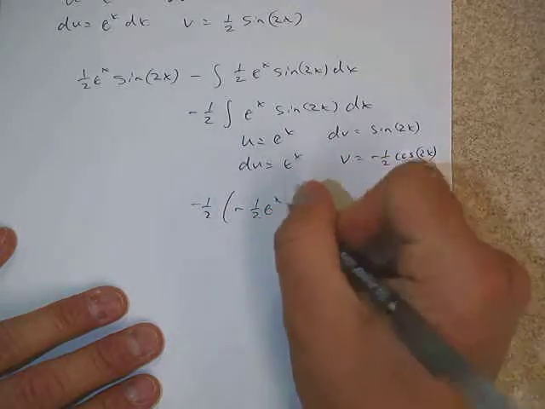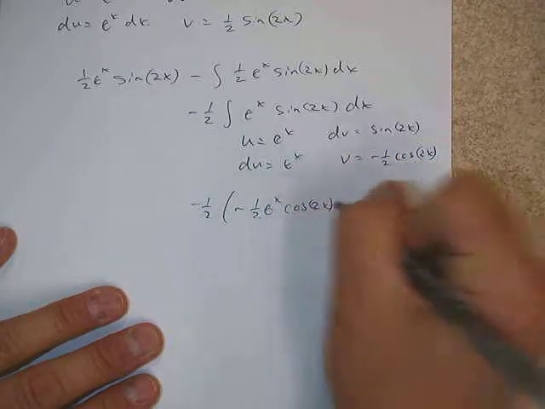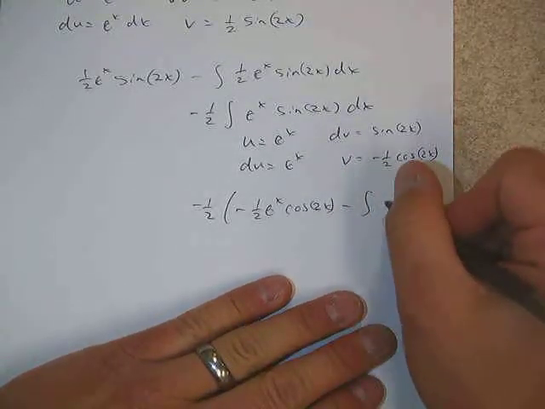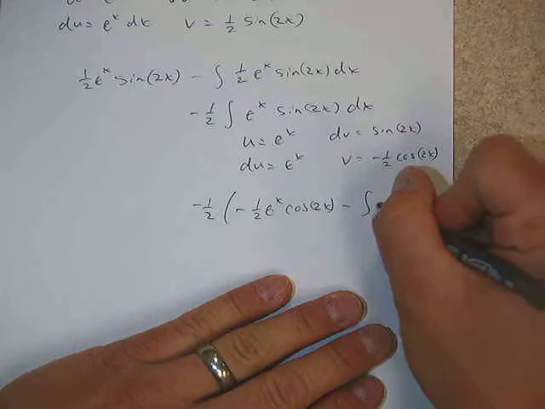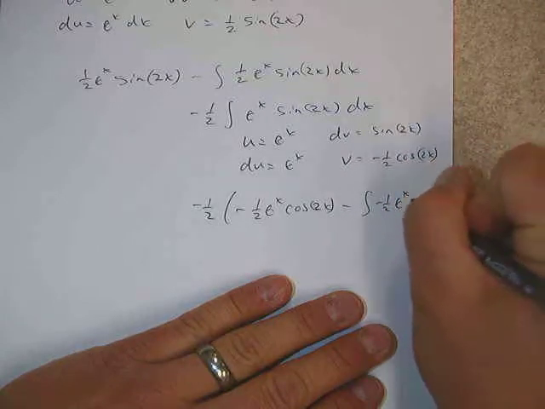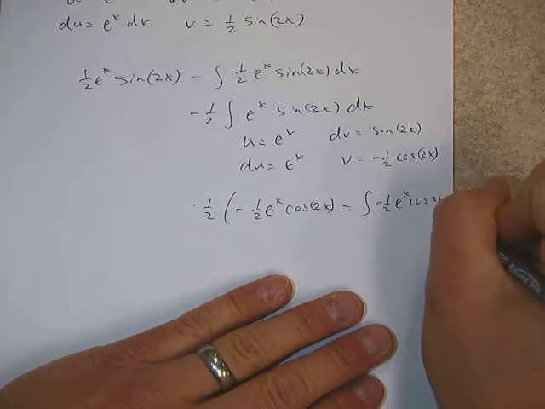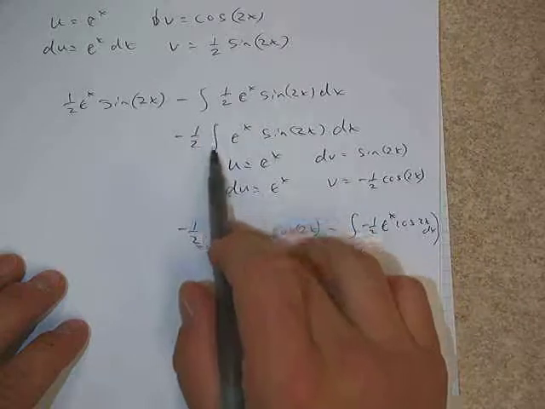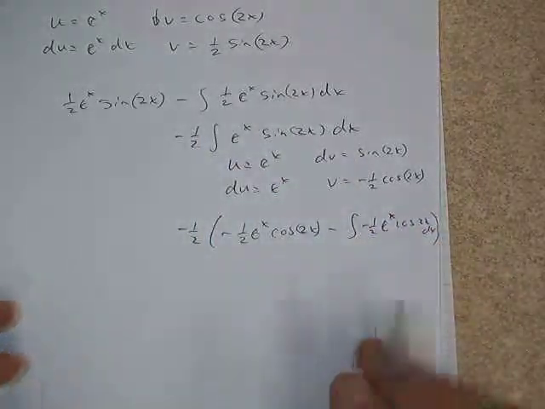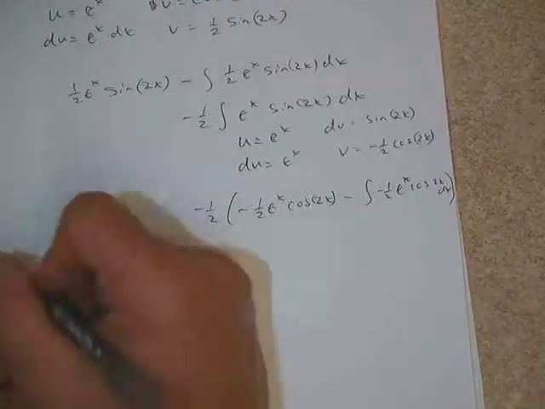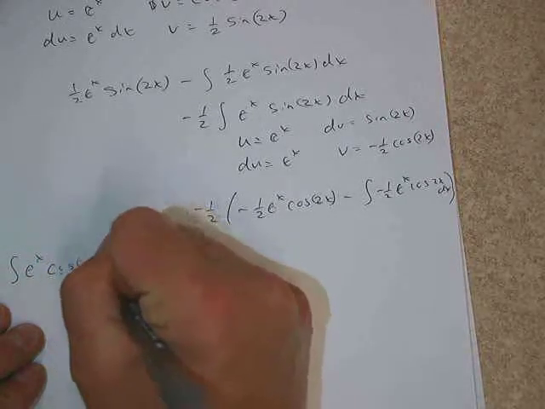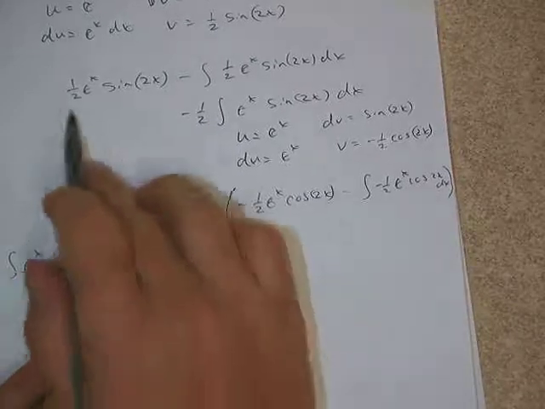And when we set up our work this time, we're going to wind up with, again, a negative 1/2 out in front here. And our uv, are these two, will be negative 1/2 e to the x cosine 2x. And then our integral of v du here is going to be this times this, so it'll be negative 1/2 e to the x cosine 2x dx. Running out of space a little bit here, but ultimately that's going to be my result when I anti-differentiate this part right here. I'm going to get this.